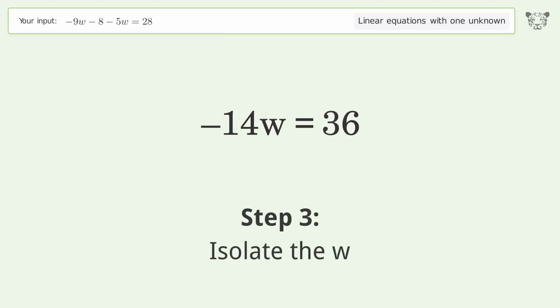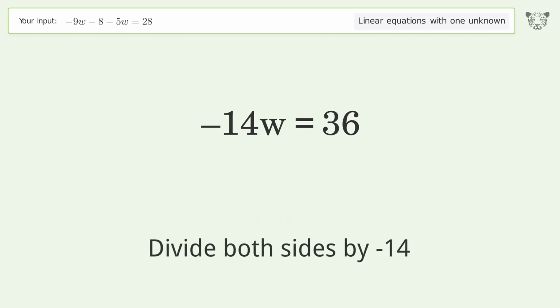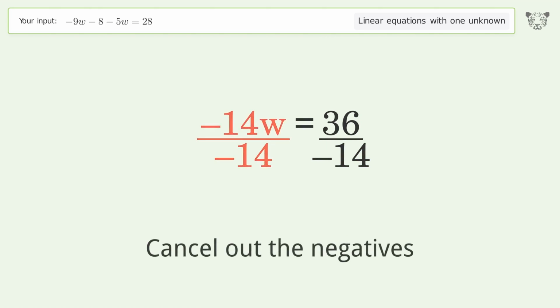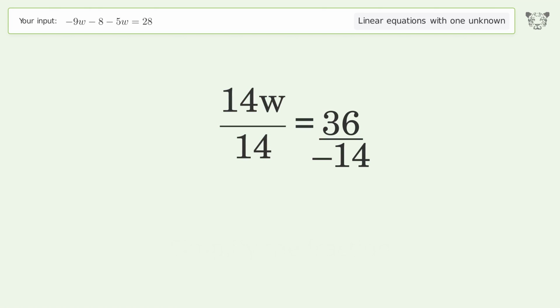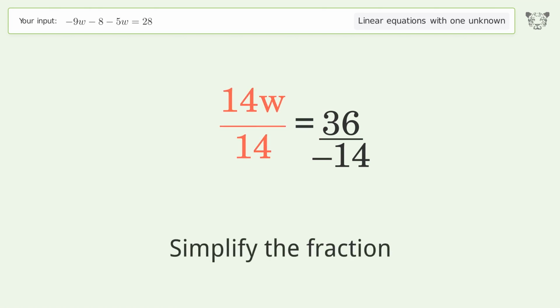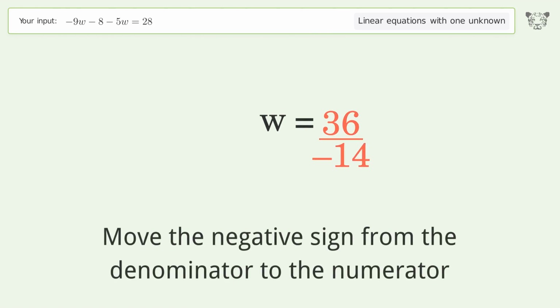Isolate the w. Divide both sides by -14. Cancel out the negatives. Simplify the fraction. Move the negative sign from the denominator to the numerator.